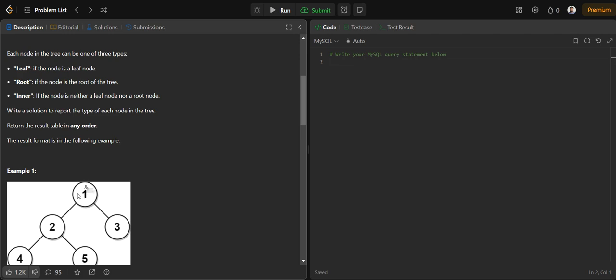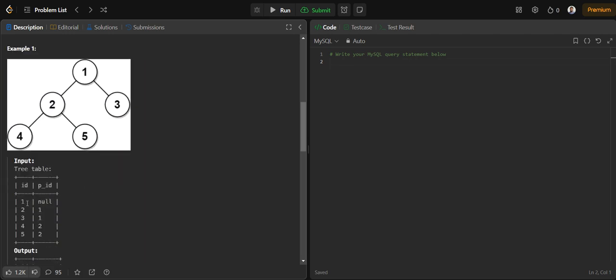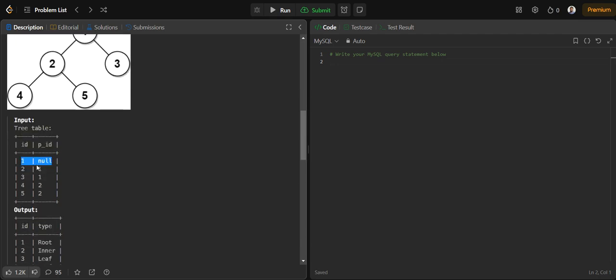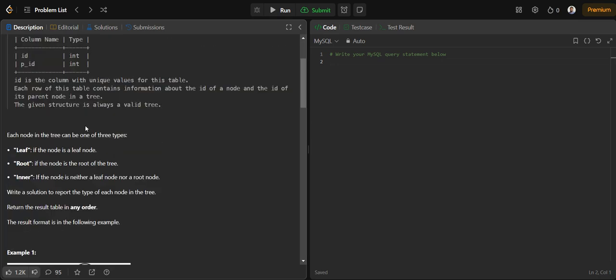For ID 1 there is no parent, so with respect to 1, PID will be null. Similarly, for ID 2, the parent ID will be 1. For ID 3, the parent ID will be 1. ID 5, the parent ID will be 2. ID 4, parent ID will be 2. So this is the information the table will give us.